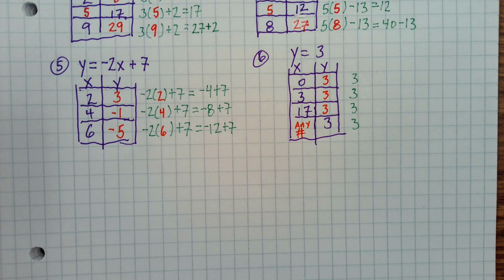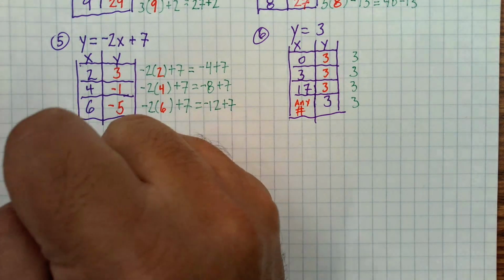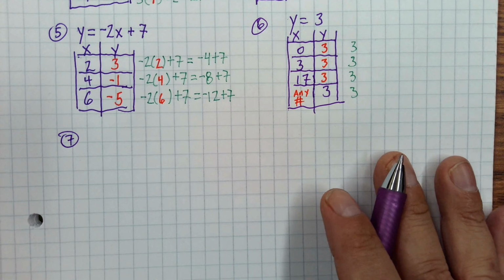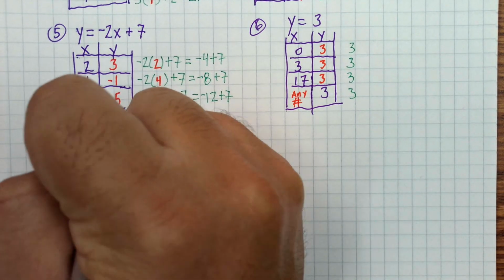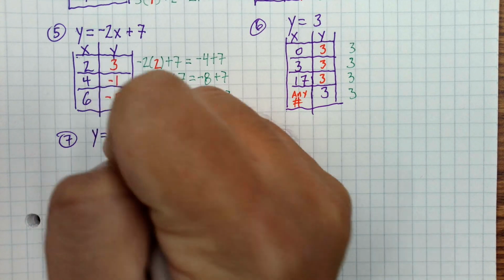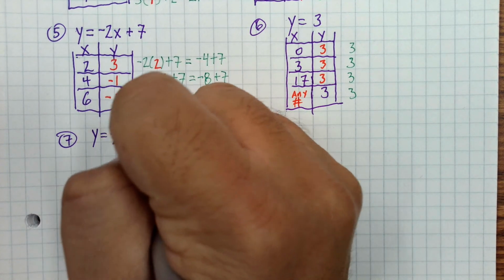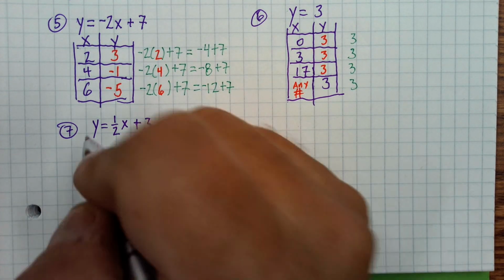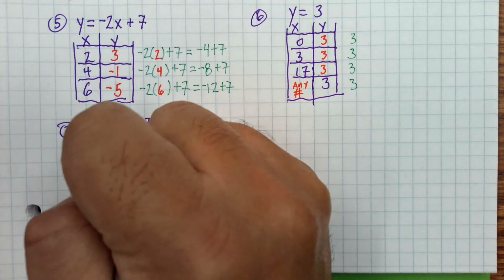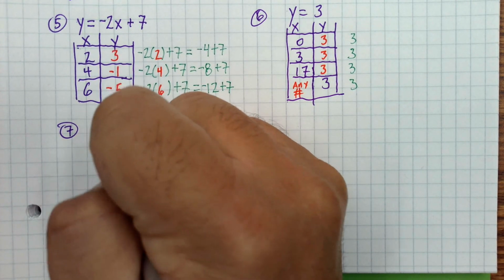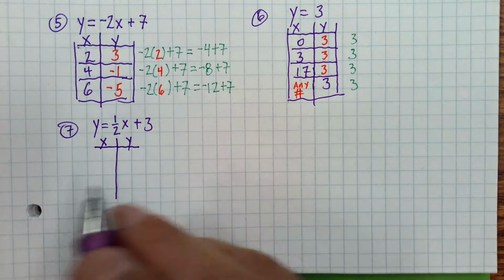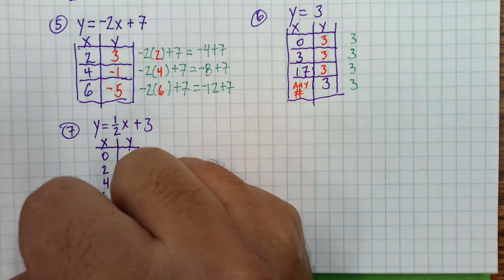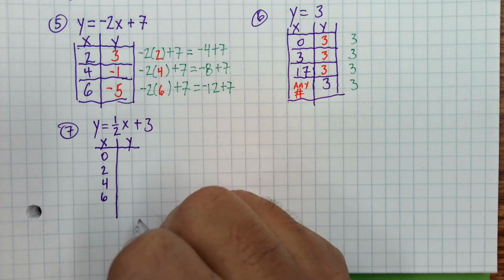All right, this will be the last one. Number 7. You guys ready? Here we go. Let's do y equals 1/2 times x plus 3. Okay, you ready? Let's do this last one. We got x and we got y. We'll do 0, 2, 4, 6, and for the last one, we'll get an output of 9.